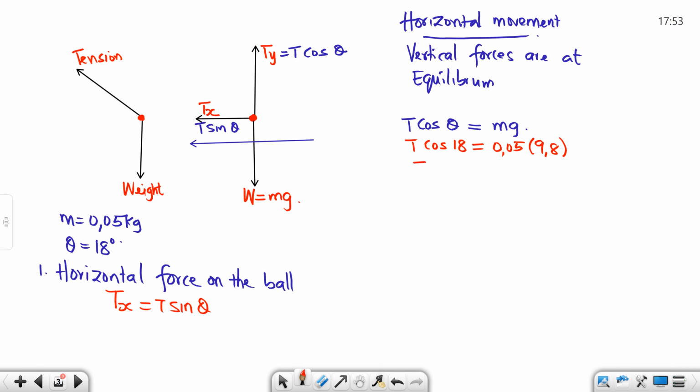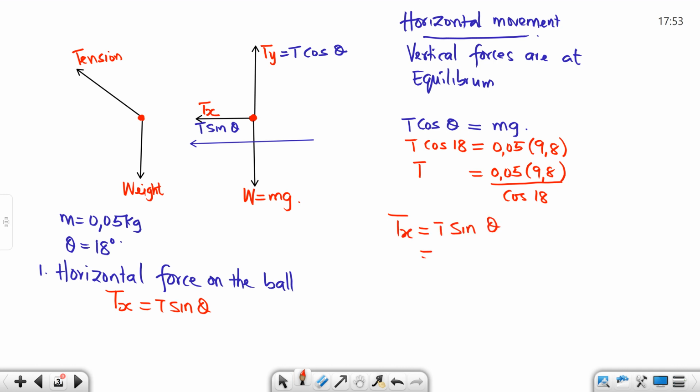Easily. So what is T? 0.05 times 9.8 divided by what? Check what I want to do. I don't want to round off, so I'm not going to calculate. Can we bring that here now? But Tx, which is what we are looking for, is T what?